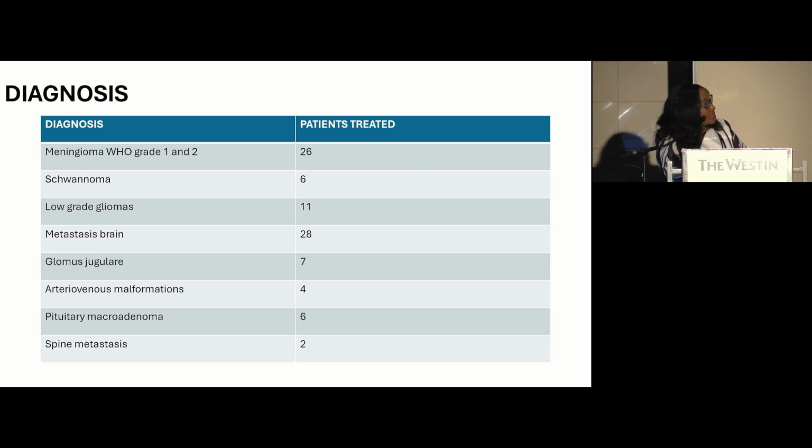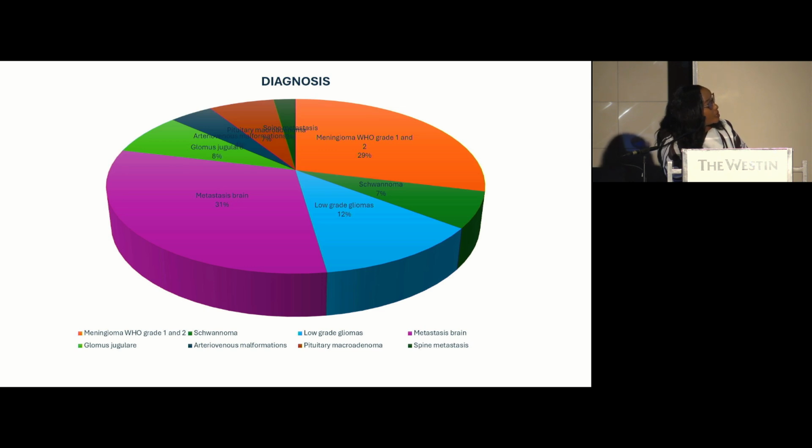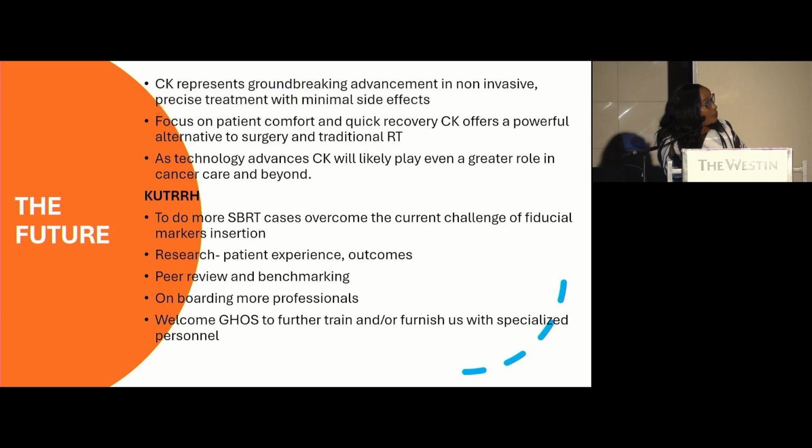Spine metastasis has been giving us a bit of a challenge, but we are treating those also. Low-grade gliomas, of course not GBMs, and schwannomas, a few of them. They respond quite well. This is just a pictogram of the diagnosis that we have.